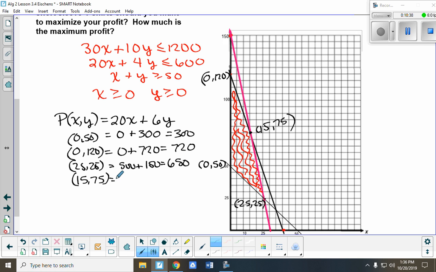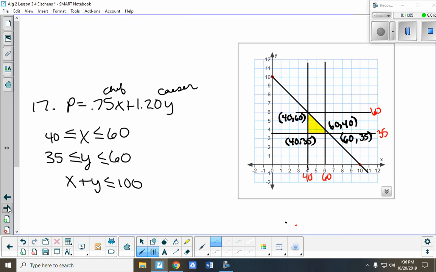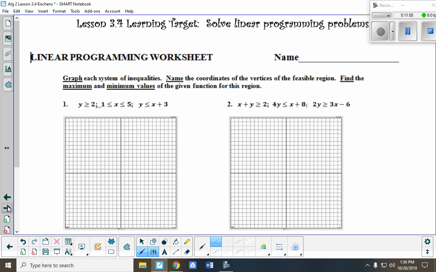And then we'll substitute in 15. 20 times 15 is 300. And 6 times 75 is 450. That gives us 750. That is where we reach maximum profit. That is 15 of the long sleeve and 75 of the short sleeve, and that gives us a profit of $750.